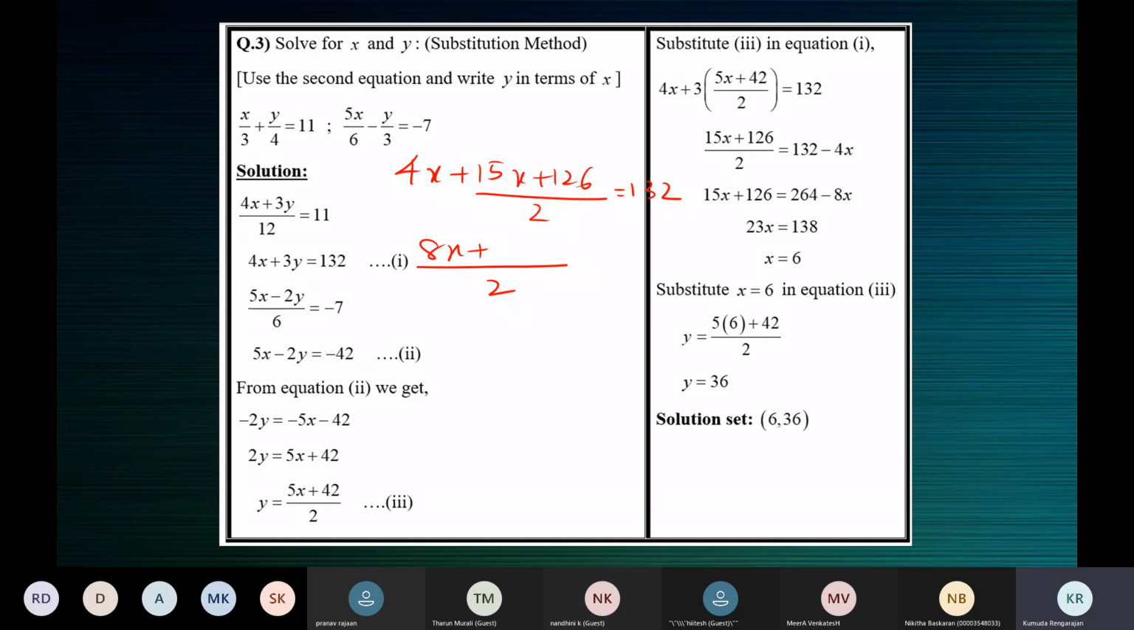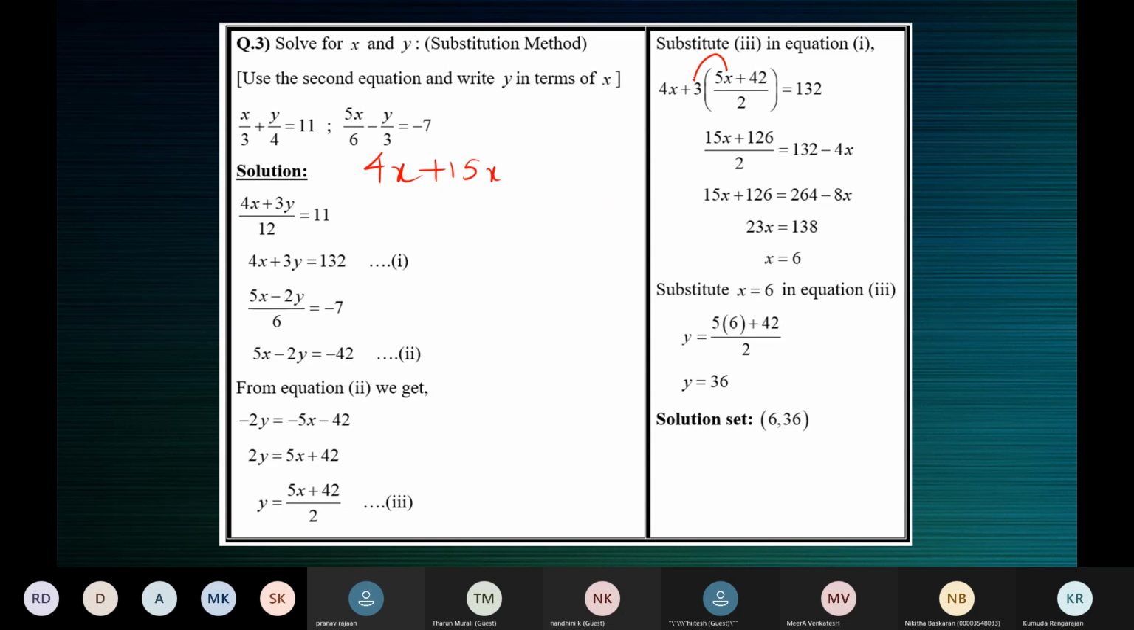This is all about 8th standard. So it's not that you must transpose this. No. It's not that all of you must transpose 4x. You can solve it in your own style. You can have 4x here itself plus 3 into 5x is 15x. 3 into 42 is 126 divided by 2 is equal to 132. After this common denominator 2, 8x, you will get 8x plus 15x plus 126. So like this is equal to 132.